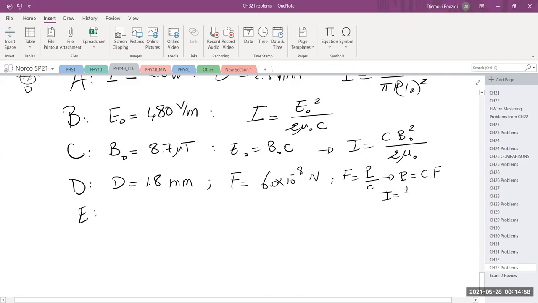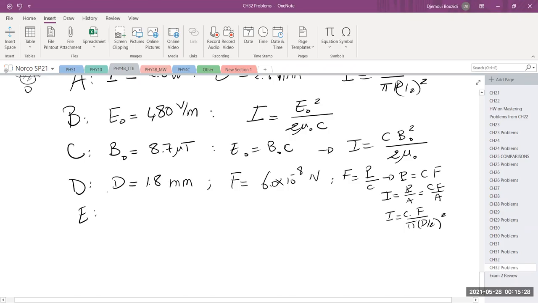is basically the power over the area, is simply going to be CF over the area. Okay, I have everything in here. I have the force, which is 6 times 10 to the negative 8. I have the diameter, which gives me the area, and I have the speed of light. So this intensity now becomes C times the force that is given, divided by pi times d over 2 squared. So even this one, I can find the intensity for it, for d.